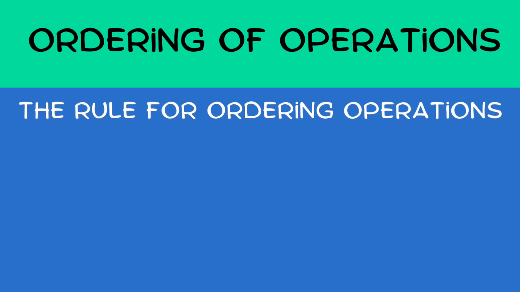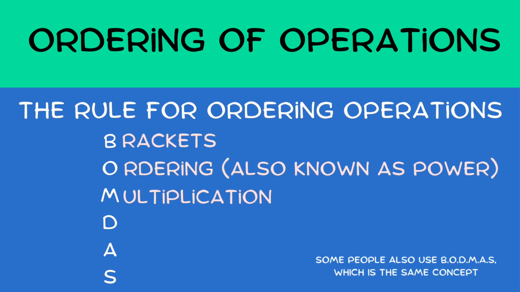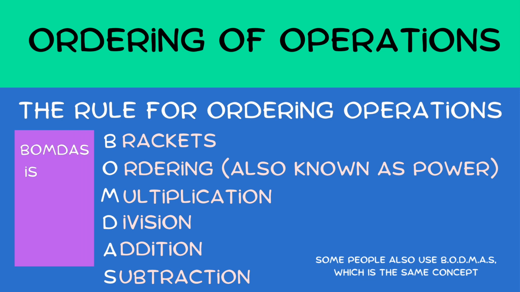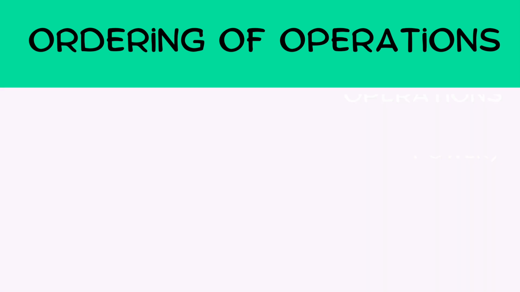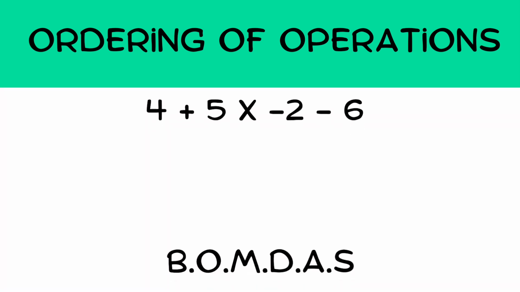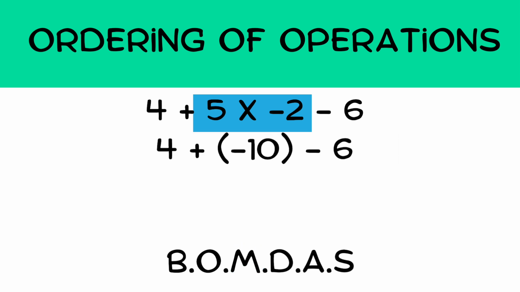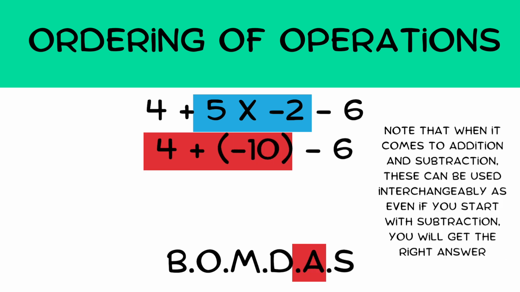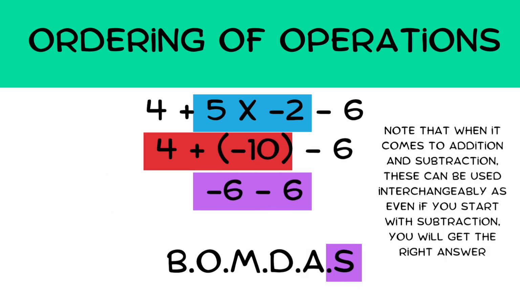The rule for ordering of operations falls under the acronym BOMDAS, which stands for brackets, order, multiplication, division, addition, and subtraction. So when we have an equation with more than one operation, we use this acronym. Therefore, to solve this equation, we start with multiplication as the M in the acronym comes first, so 5 times -2, which is -10. Then we say 4 plus -10, which is -6, and -6 minus 6 is -12.